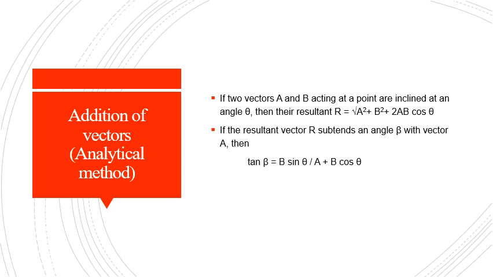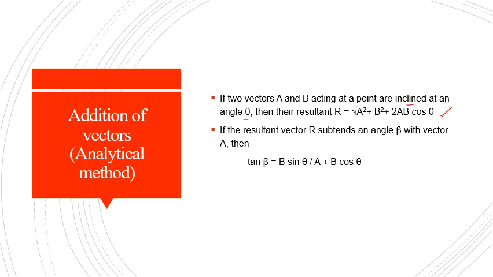So what is this? If two vectors A and B acting at a point are inclined at an angle theta, then their resultant will be R equal to square root of A squared plus B squared plus 2AB cos theta. See, this formula is very important for your numericals, right? So if theta is involved, what will be the resultant? R equal to square root of A squared plus B squared plus 2AB cos theta.